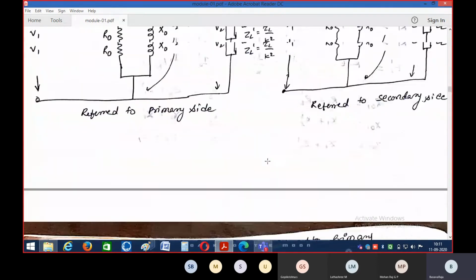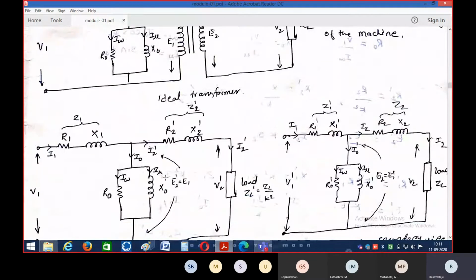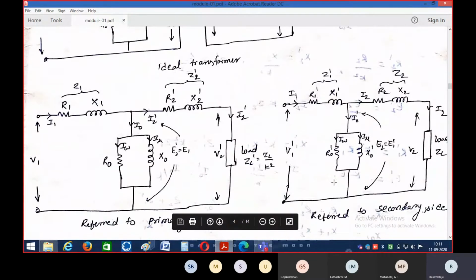In a similar manner, the primary circuit elements can be shifted to the secondary circuit, which is shown in the other diagram. This is referred to the secondary. Here I have kept the secondary circuit elements the same, but changed the primary circuit elements to the secondary side. If I shift the primary resistance R1 to the secondary side, the new value of resistance is R1 dash, and the reactance after shifting becomes X1 dash, and similarly Z1, after shifting, is Z1 dash.